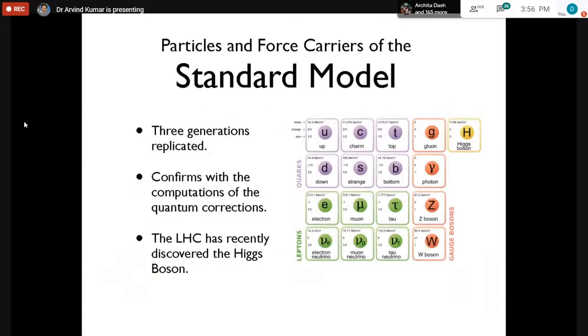Next slide. I won't go into the details of the Higgs mechanism. I think Rohini must have covered it. The Higgs boson has been discovered in 2012. Together with all of them, this is your standard model right now: a bunch of quarks, a bunch of leptons, gluons, photons, W, Z, all of them massive, and the Higgs particle.